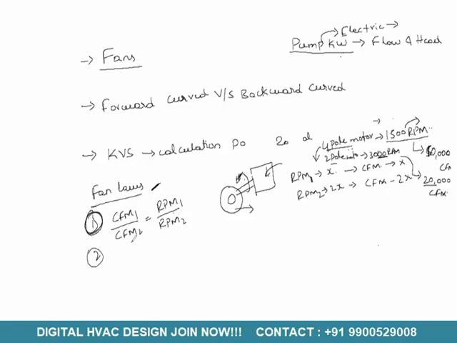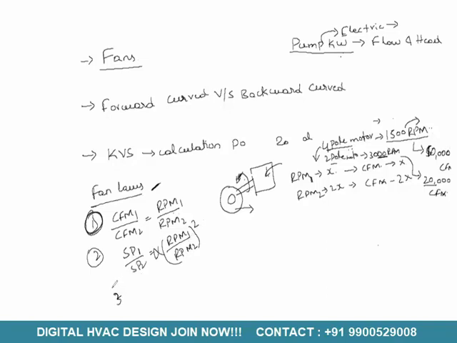Second law: static pressure 1 divided by static pressure 2 is equal to RPM1 squared divided by RPM2 squared. So static pressure is directly proportional to the square of the rotation speed of the motor. That is the second law.